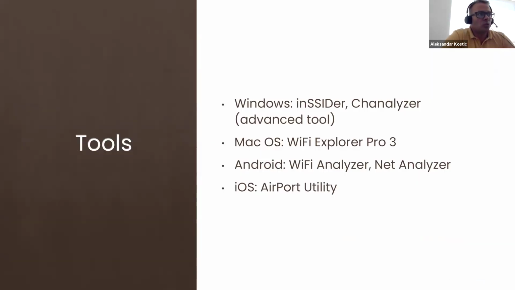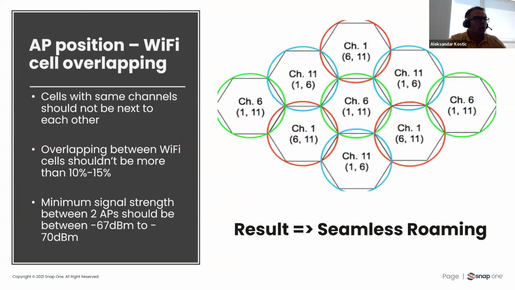So those are some tools which you can use for the site survey. For Windows, it is inSSIDer or Channelizer, which is more advanced. For Mac, Wi-Fi Explorer, and on phones, Android Wi-Fi Analyzer, Net Analyzer, and on iOS, AirPort Utility. So when we are speaking about Wi-Fi design, we have to rely on software tools, definitely. Okay, so that is related to the channel selection and to the optimization of the throughput.